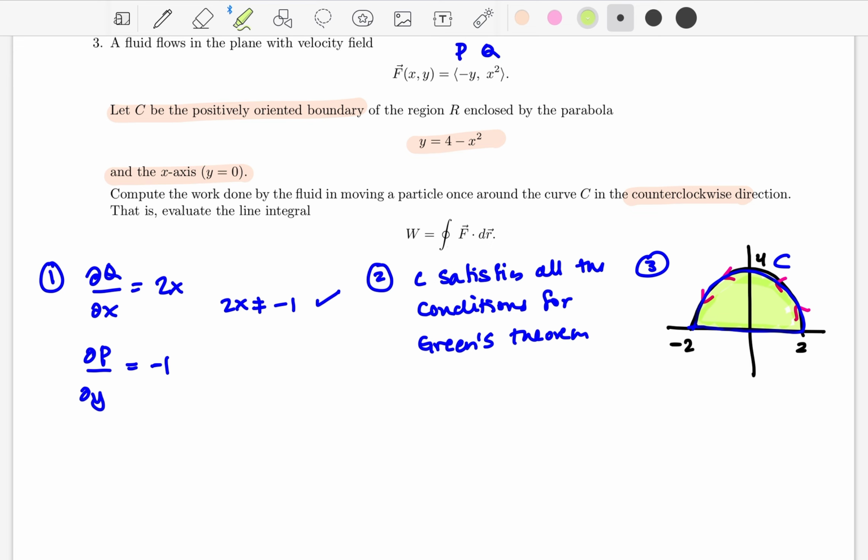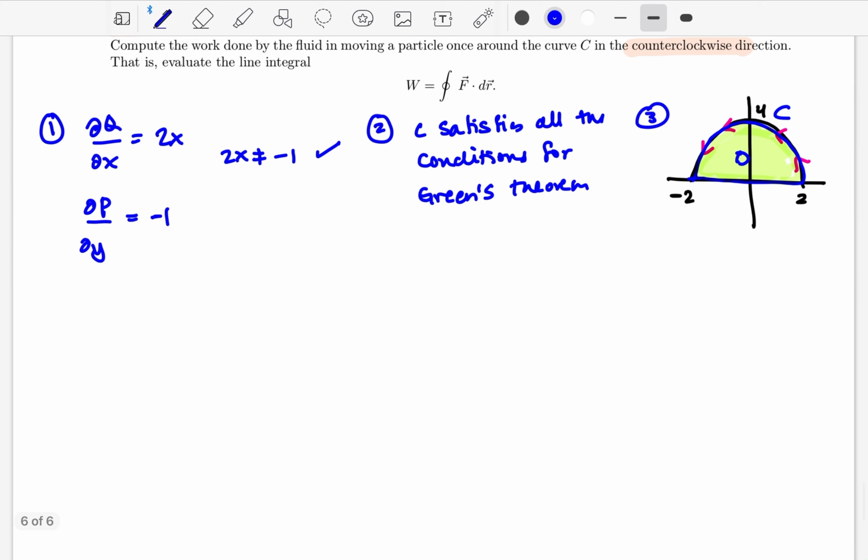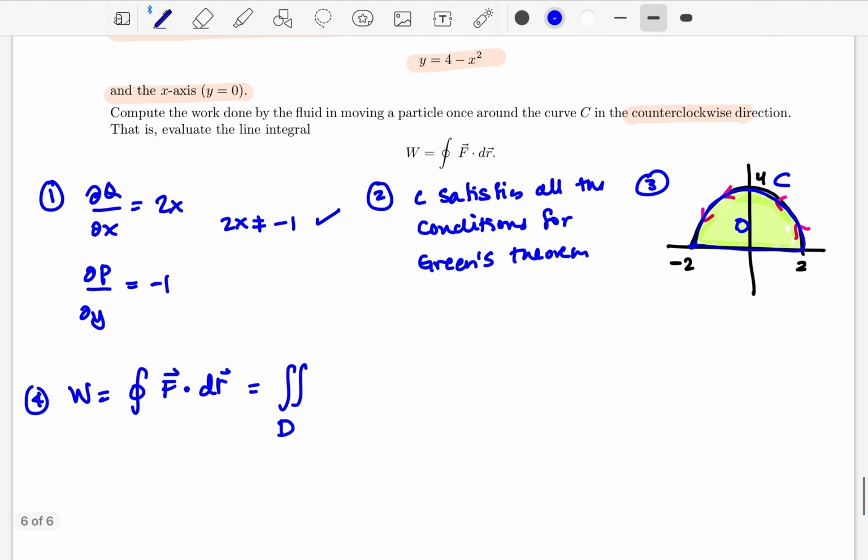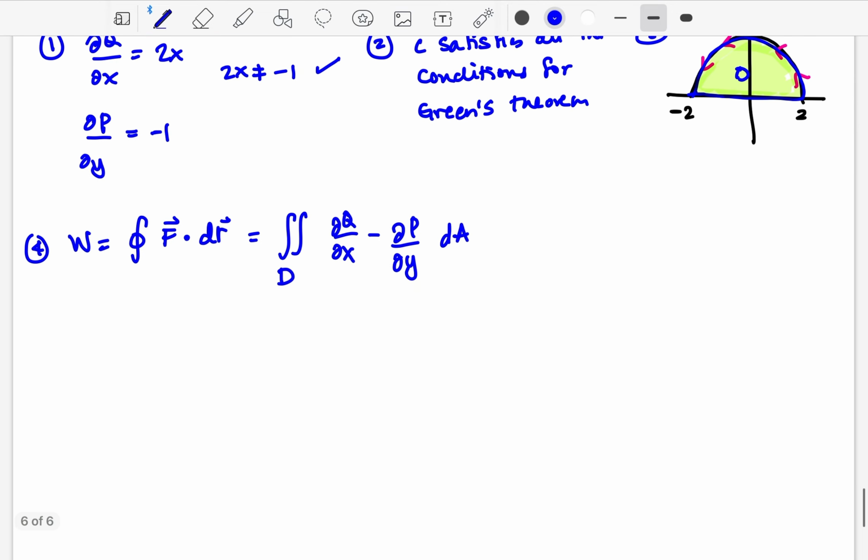So the theorem tells me that my work is equal to the integral over the closed curve of F dot dr. Do I need to parameterize this? No, because I know that I can use Green's theorem. So this is equal to the double integral over the region that the curve is bounding of dQ/dx minus dP/dy dA. Perfection.